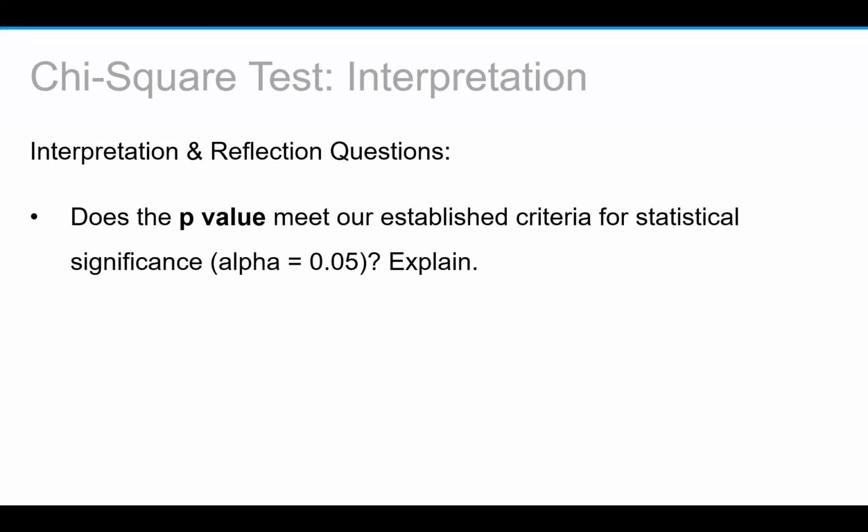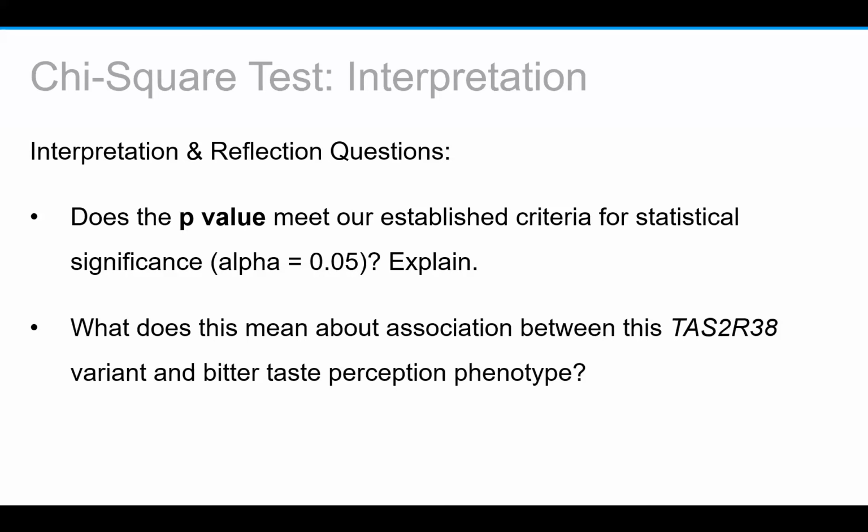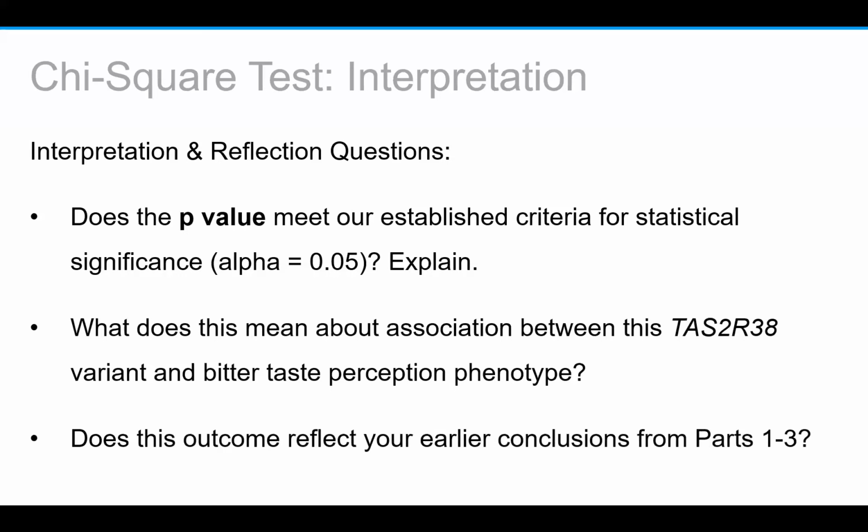At the end of this part, reflection questions guide students through interpretation of their results. First, students are asked to determine whether the p-value meets the established criteria for statistical significance. Then, students are asked to interpret the outcome in the context of association of this taster variant with bitter taste perception phenotype. And finally, students are asked to reflect on whether this outcome reflects their earlier conclusions about the relationship between variant and phenotype.